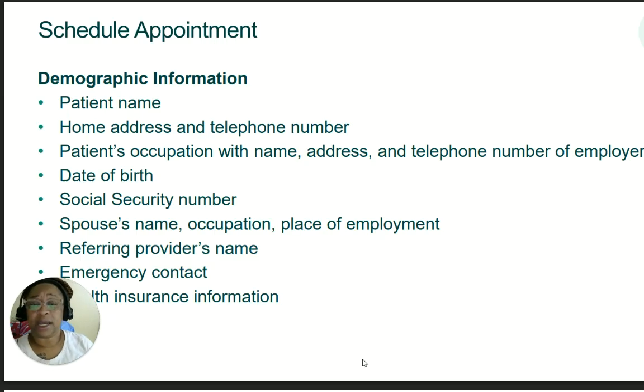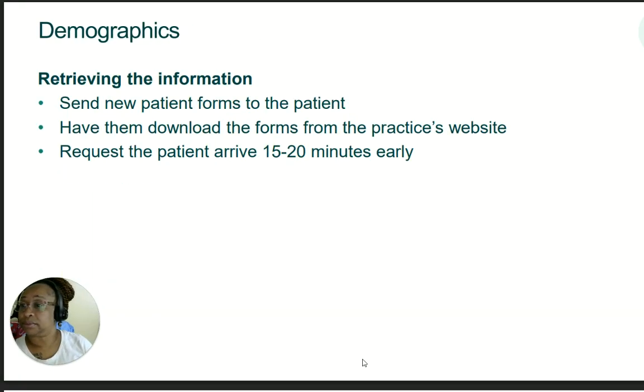Demographic information. What all is included in your demographics? The patient's name, as I said before, home address, telephone number, patient occupation with name, address, and telephone number of the employer if needed, the date of birth, social security number, spouse's name if applicable, occupation, place of employment, referring provider if needed, emergency contacts, and health insurance information.